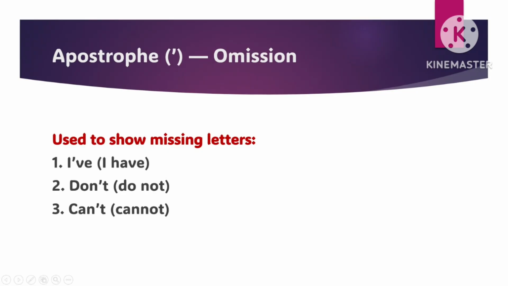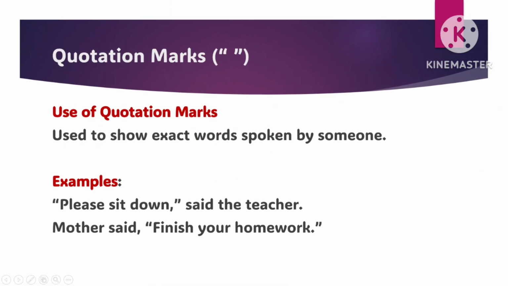Next we have apostrophe which is used as omission here. The use of this apostrophe shows a missing letter. Like if we don't want to write I have completely, then we can abbreviate it like I've. Do not will become don't, cannot become can't. So here is the apostrophe omission.